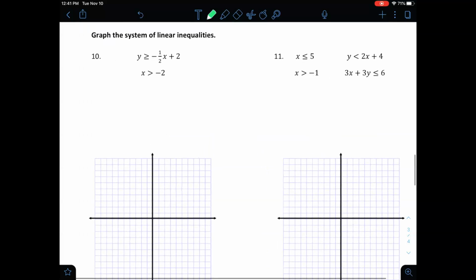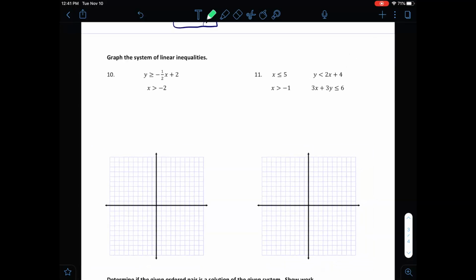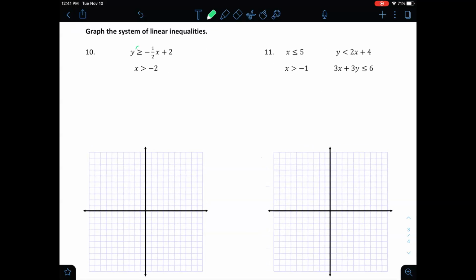So, all right, it says graph the system of linear inequalities. So let's get into it. y is greater than or equal to negative 1/2 x plus 2. Well, it's greater than or equal to, so that is going to be a solid line, and it's going to be shaded above because it's greater than. So let's go ahead and do that.